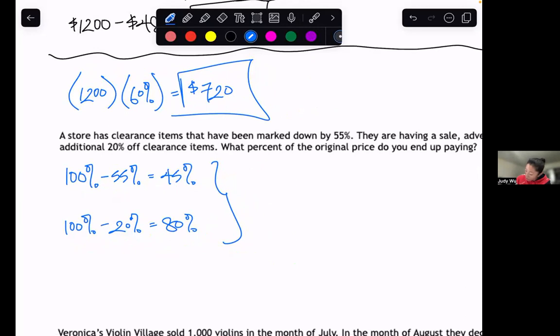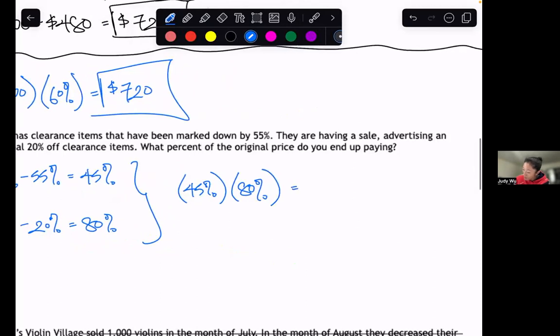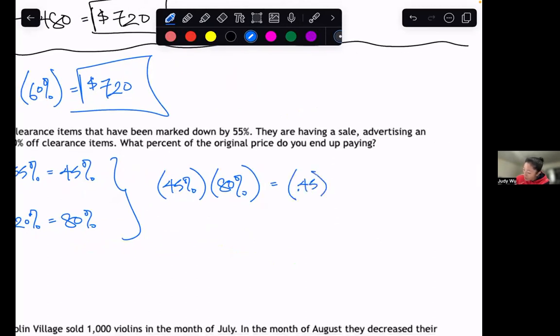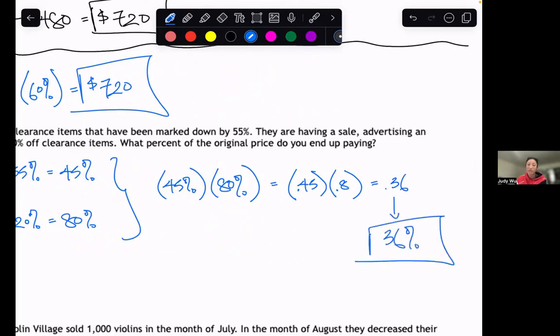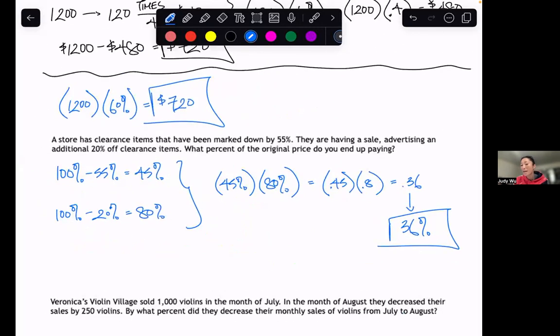All right, so when we have 45% times 80%, and we multiply those, that means that we're going to do 0.45 times 0.8, which gives you 0.36 or 36%. All right, so whatever that item was at the end of the day after both sales, we only pay 36%. Right? That's pretty cool. That's like them saying in the beginning, oh, you have 64% off altogether. That's pretty neat.